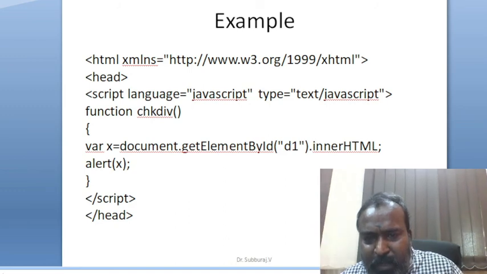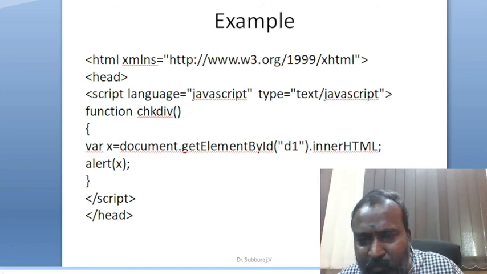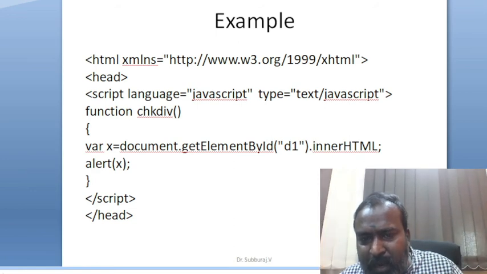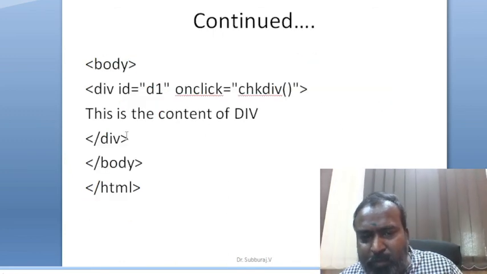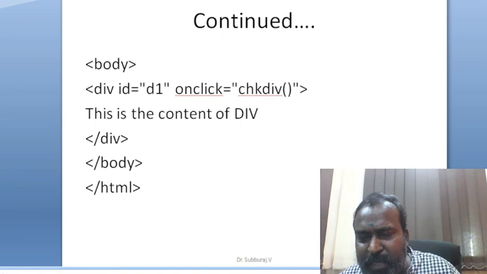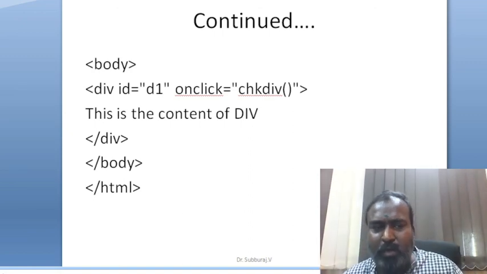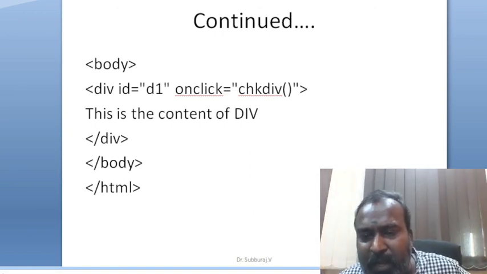So we have a function called checkdiff. If we use the second methodology, document.getElementById d1, where d1 is the ID of the div tag, dot innerHTML, then X will store the innerHTML value of the div tag, and finally we print the value. So we have the content of the div, and it will be stored there. Likewise, we can fully control the div tag value.